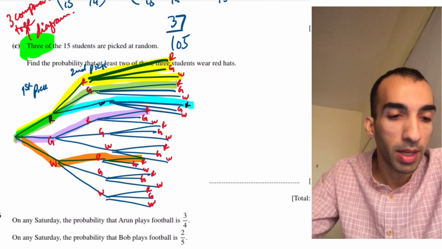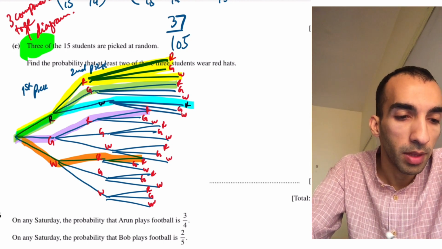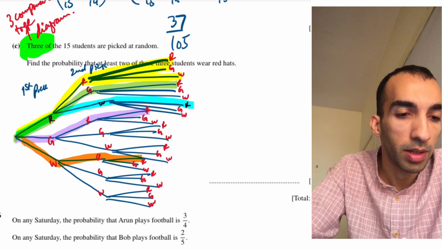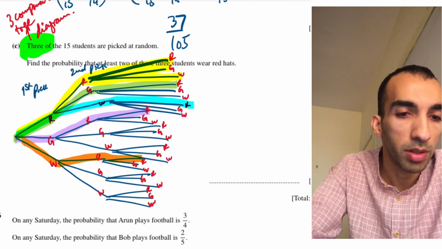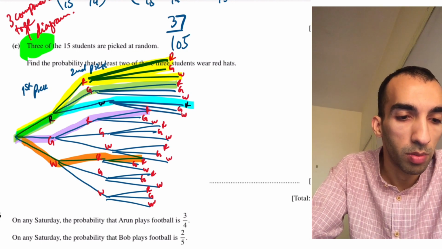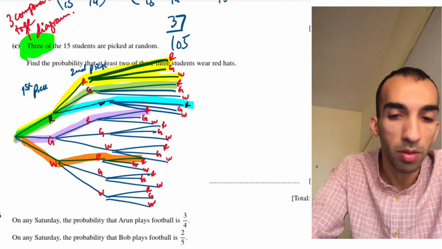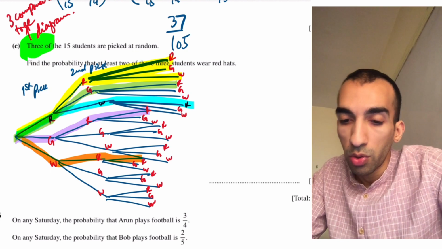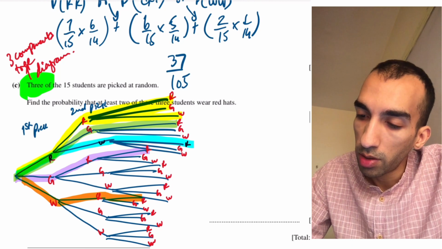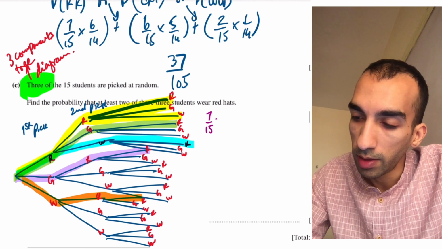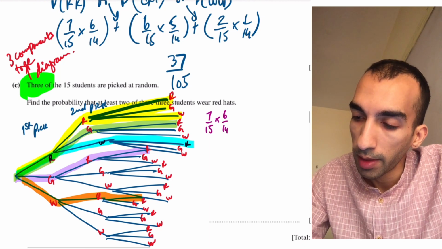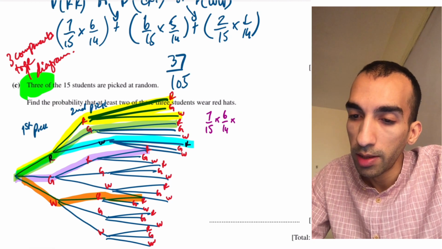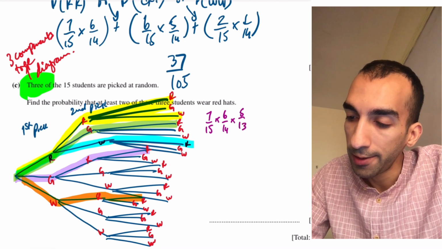Now how do we get that number? Since it's a lengthy question, this is going to include multiple steps, but you don't have to worry about that. So the probability of selecting a red from the first one was 7 by 15, then 6 by 14, and then on the third try it's going to be 5 by 13.